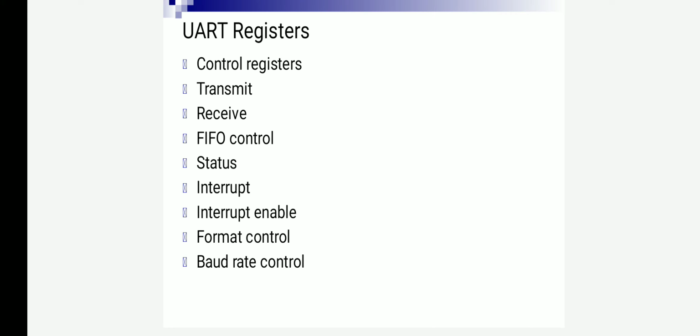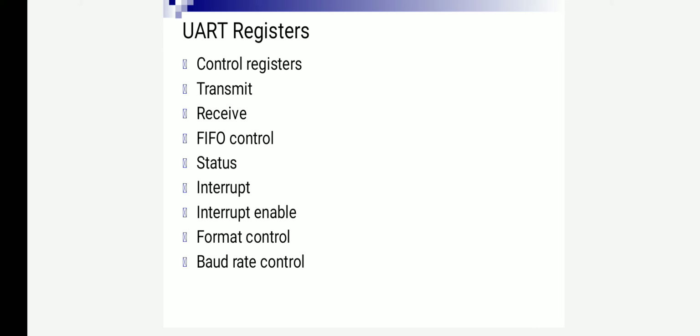UART registers. UART is a protocol, but a UART module can be used to support the UART protocol, and this module has different types of registers. There are several registers named control registers, transmit register, receive register, FIFO control, status register, interrupt register, interrupt enable, format control and baud rate control. These registers are used for different operations as named.